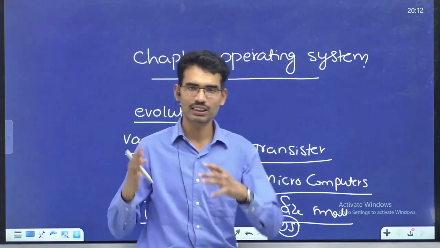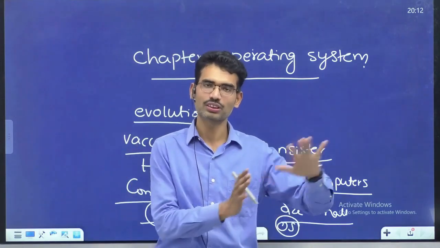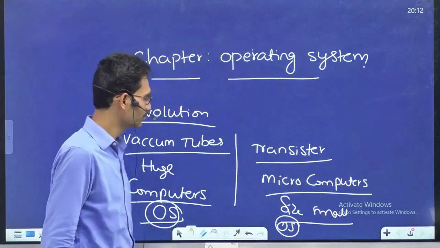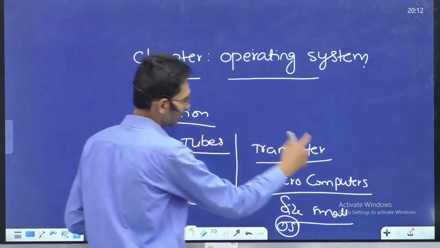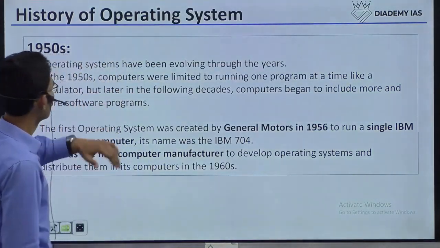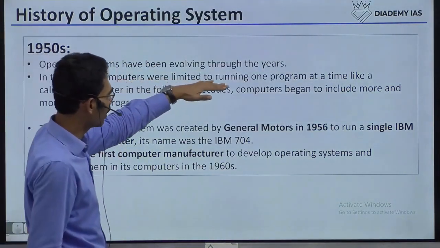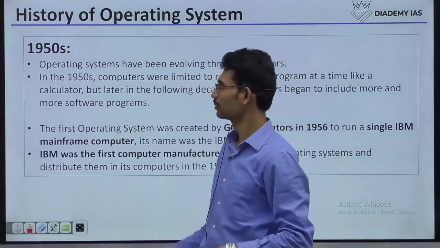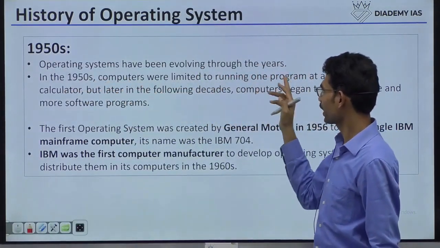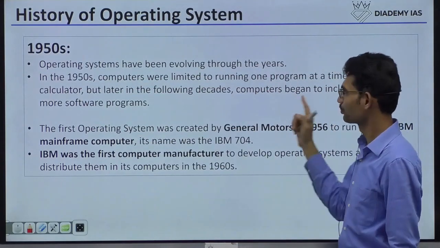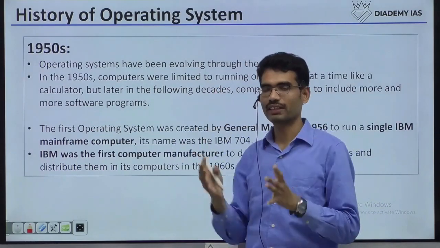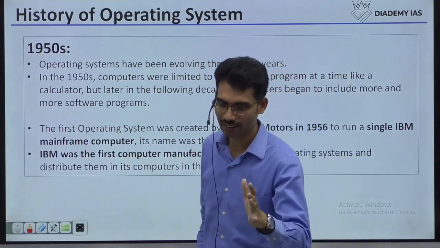The basic architecture is input, central processing unit, output. You need some kind of software which integrates this hardware. And this is how, from the 1950s, operating systems have been evolving through the years. In the 1950s, computers were limited to running one program at a time, like a calculator. At that time, the operating system was designed for only one task at a time.